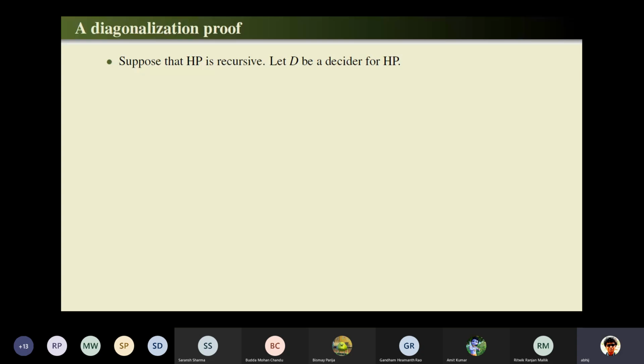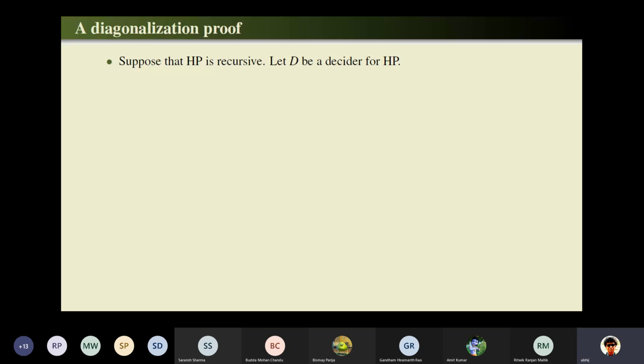U, or U prime, is also having the same language, but it's not a decider, it's a recognizer. But let's think of a hypothetical decider D for solving the halting problem. So what does this D do? Given some encoding of M and some input X for M, it will decide in finite time whether M is going to halt on X or not.